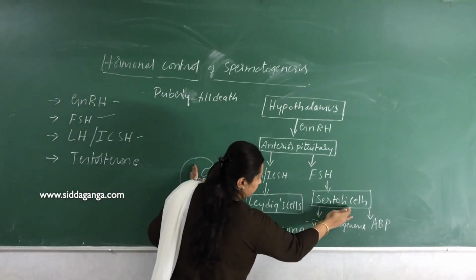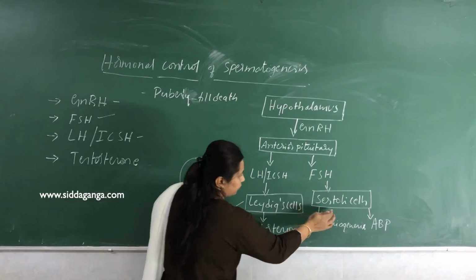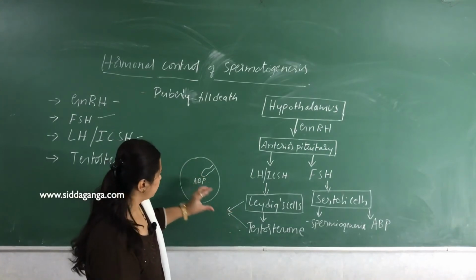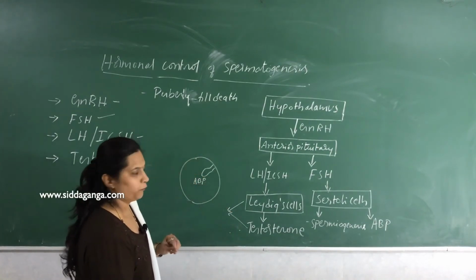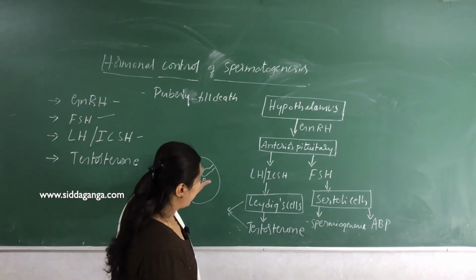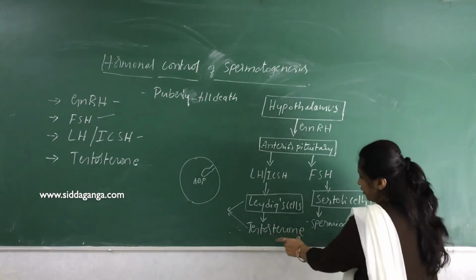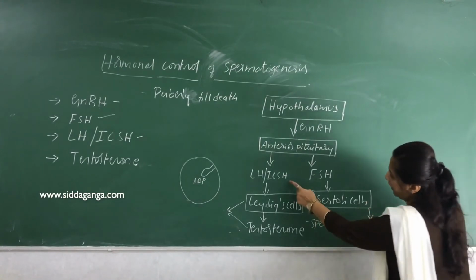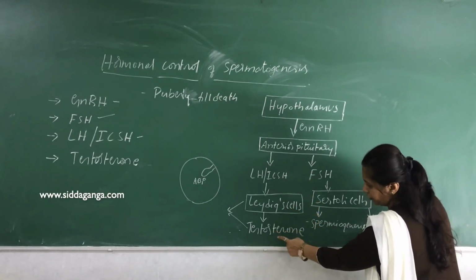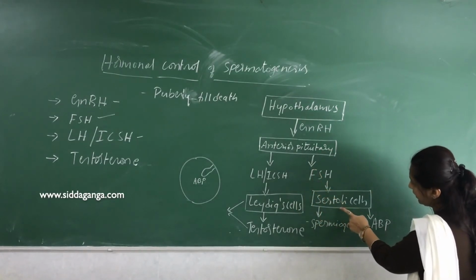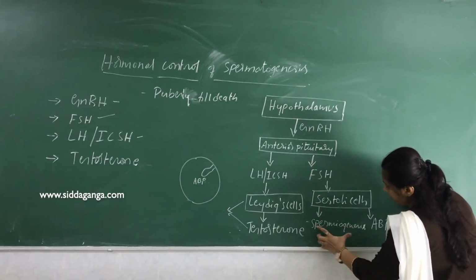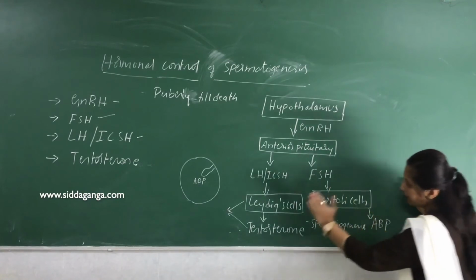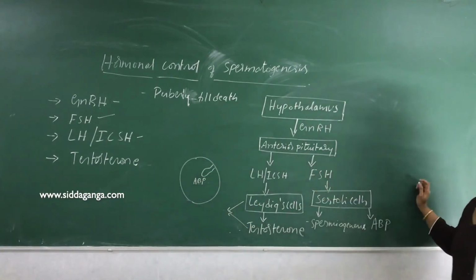So what is the function of the Sertoli cell here? In response to FSH, the Sertoli cells will produce ABP, androgen binding protein. The androgen binding protein increases the concentration of testosterone in the seminiferous tubule, and testosterone is necessary for the production of the sperm. So this is how LH stimulates Leydig cells, and the Leydig cells release testosterone, and FSH acts on Sertoli cells. The Sertoli cells release some factors that help in the process of spermiogenesis, and also release androgen binding protein that concentrates the testosterone in the seminiferous tubule.